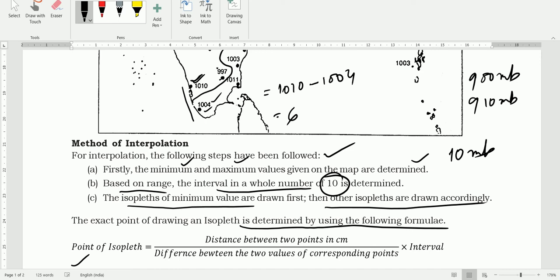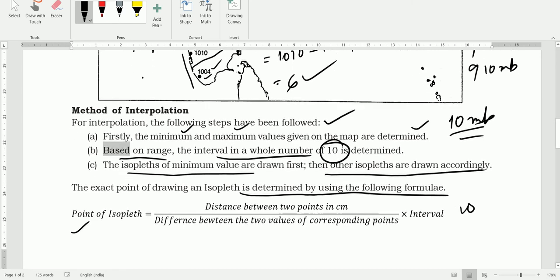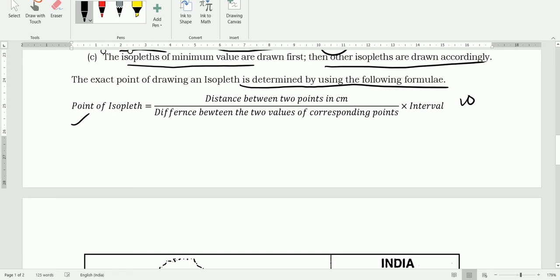In this case, this is just an example, it is 6. And here the interval we have selected is 10. So after that, you will get the exact point of location of this isoplate map.